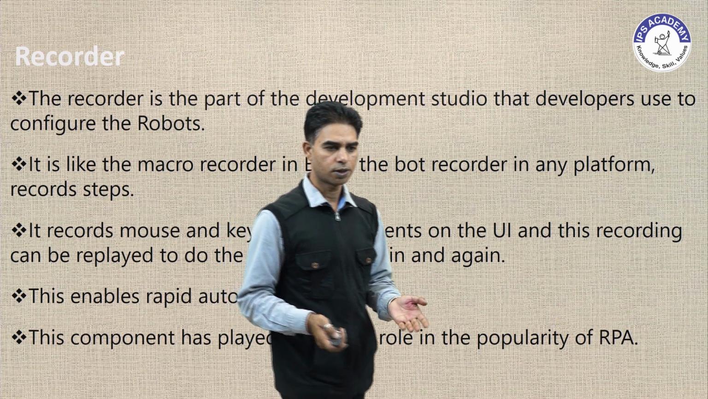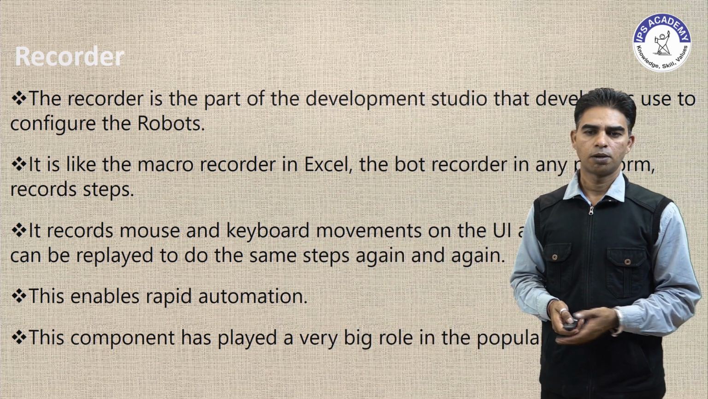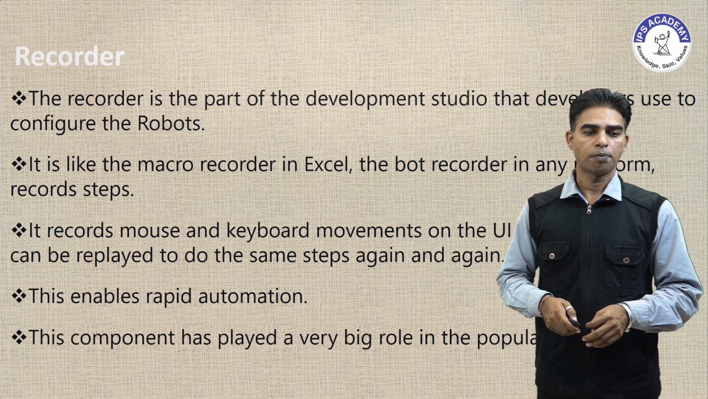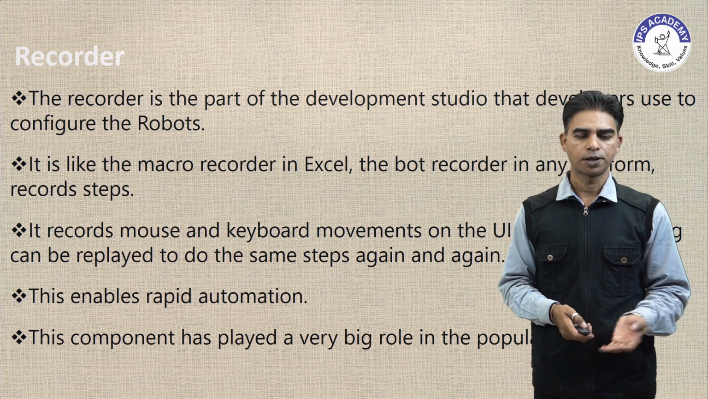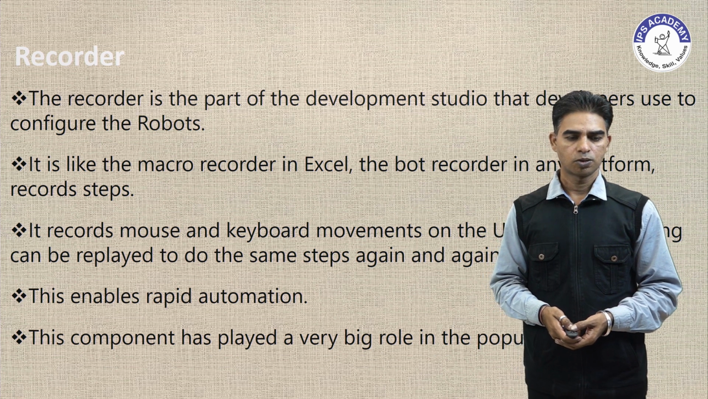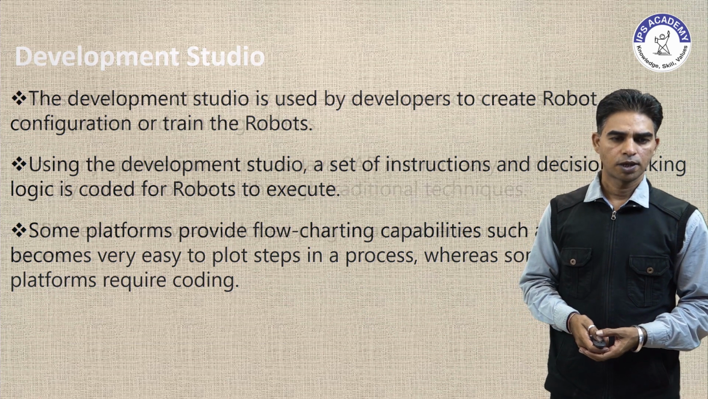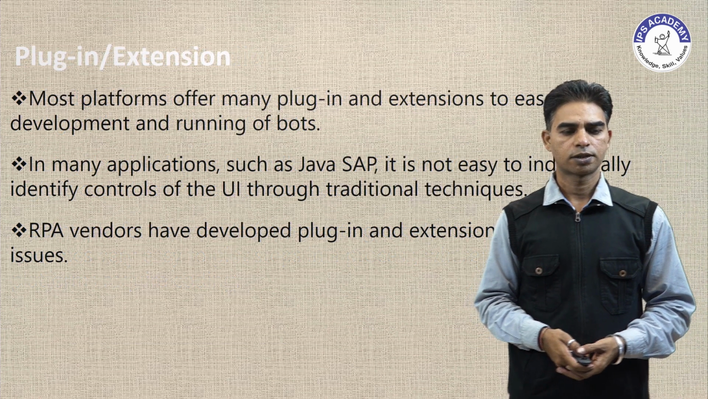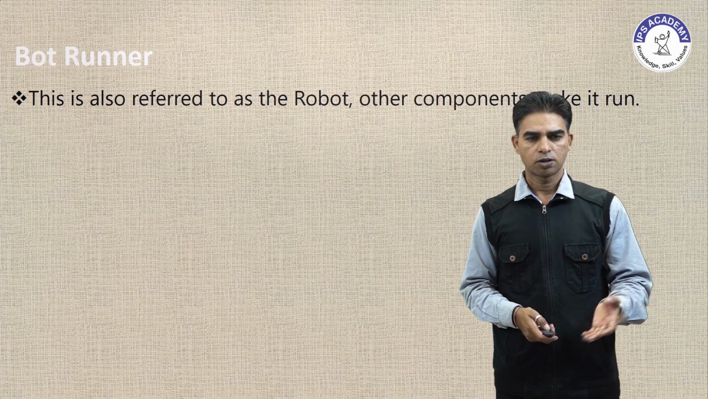The recorder is part of the development studio, and it is the micro recorder in Excel, just like I already explained in your previous slide. This is the recorder and this is the development studio, and after that the plugin extension is there. I also explained that the bot runner is called the robot.